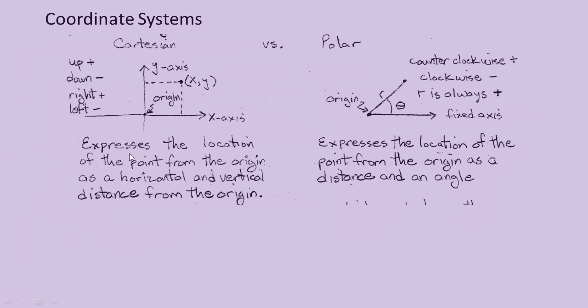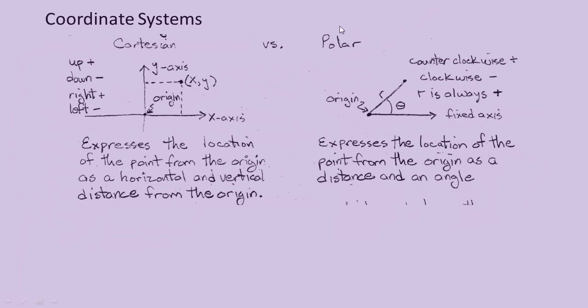And this coordinate system expresses the location of a point from the origin as a horizontal and vertical distance. So for instance, if this coordinate was 2, 3, then the point would be 2 units to the right of the origin on the x-axis and 3 units up from the origin on the y-axis, and that would give us our point.